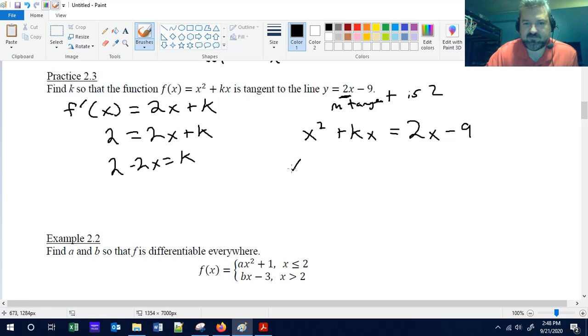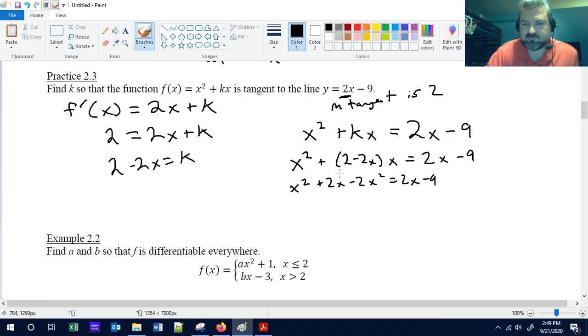So I'm going to do that. I have x squared plus 2 minus 2x times x is equal to 2x minus 9. So I get x squared plus 2x minus 2x squared equals 2x minus 9.